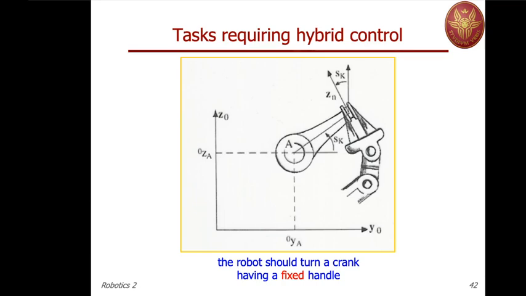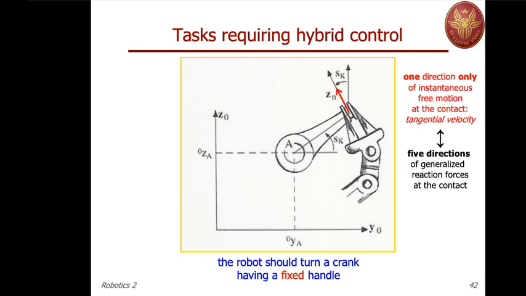Okay, so you have 1 degree of freedom that you can freely control in motion. But then, because the contact is now different and the relative motion is no longer allowed by the free handle, which is now fixed to the crank, you will have 5 generalized directions where you have reaction forces arising, and then those contact forces can be controlled.